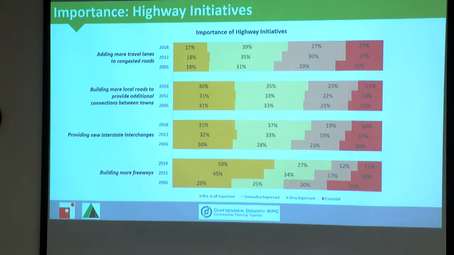Highway initiatives. These all receive lukewarm responses from people. And the interest not only is lukewarm, it's seeming to trend downward. The only one that seems to be still gaining some traction is adding travel lanes to congested roads. And even then, you only have a little over 40% of people who consider it to be very important or essential.